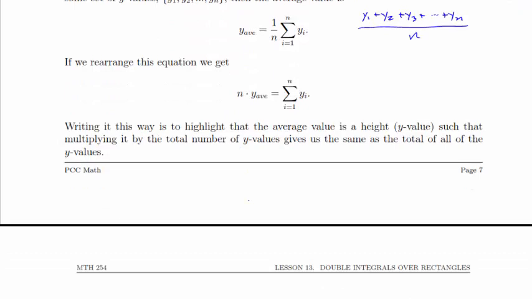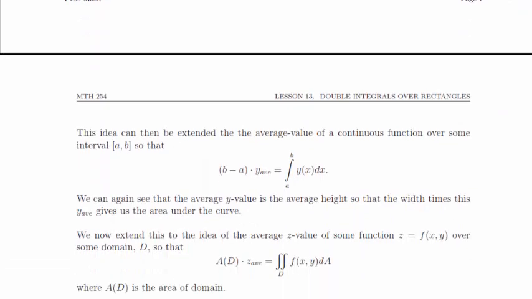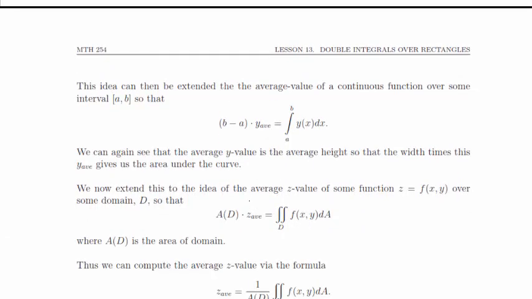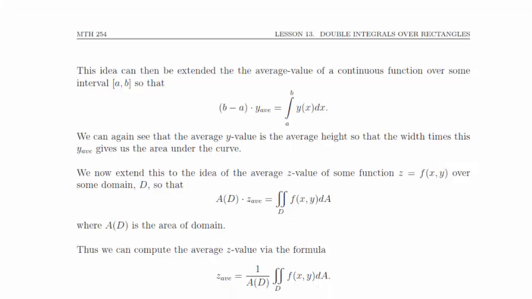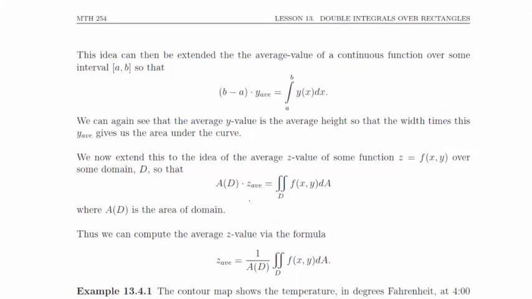Because we want to extend the average value definition in this manner, this idea can be extended to the average value of a continuous function over some interval a to b. It gives us that the total width of the interval, b minus a, times the average value equals the integral from a to b of y of x dx.